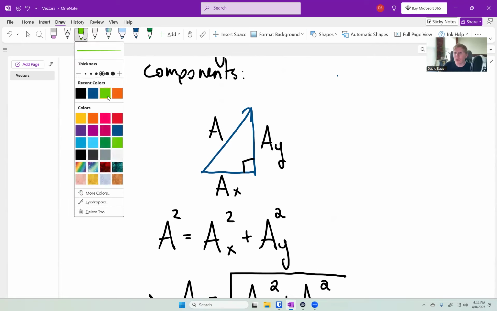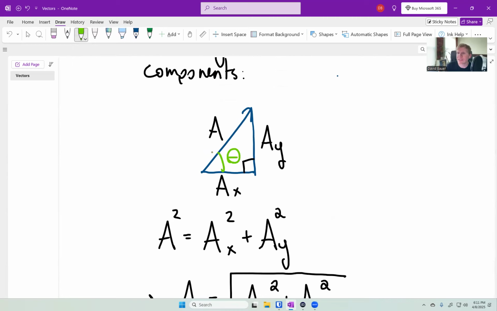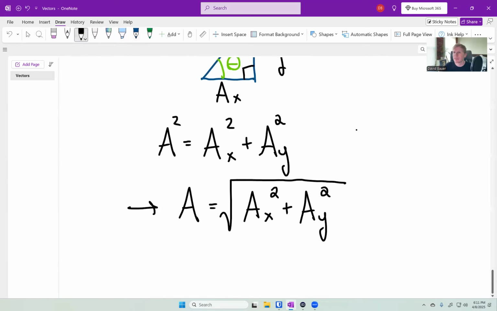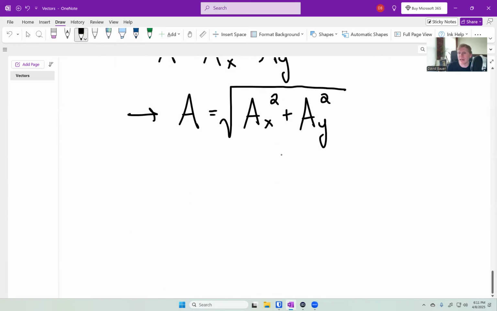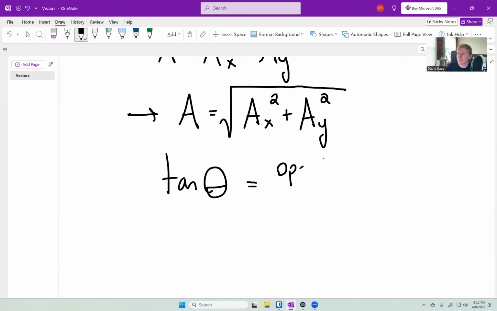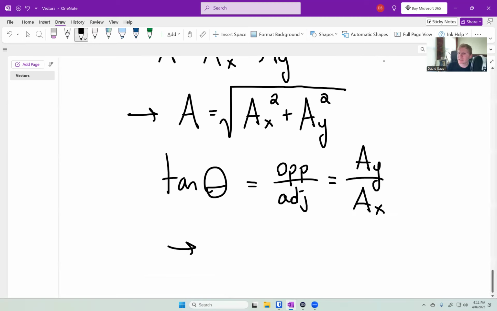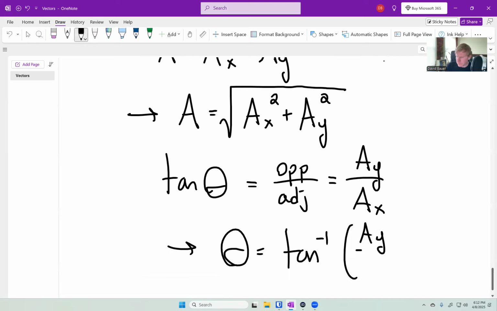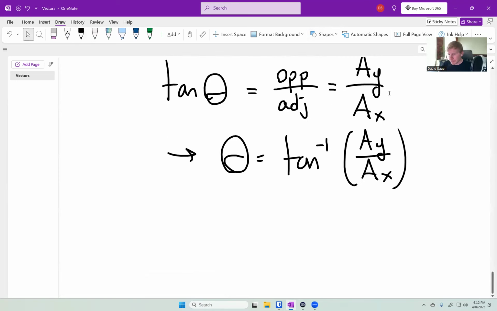And if I want to get the angle, and again, this is specific to the case where I'm talking about the angle from the positive x-axis, then I can also use trigonometry. I can see that tangent of theta is equal to opposite over adjacent, that's a sub y over a sub x. And so theta is inverse tangent of a sub y over a sub x. Okay.